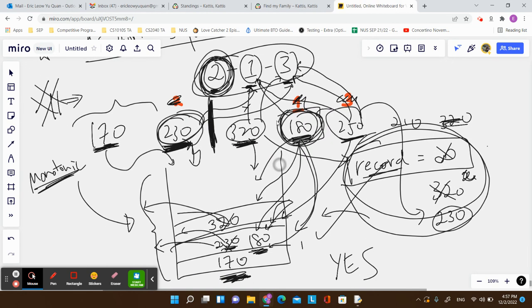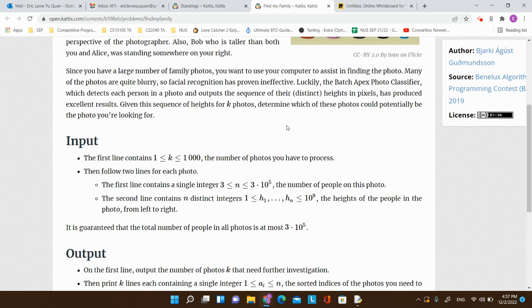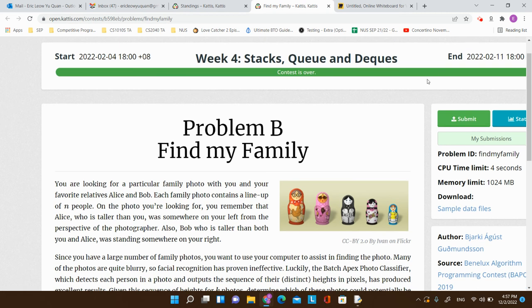So this is how you use a stack to solve this problem. It's a pretty challenging problem, but it's good to know. So that's all for this problem.